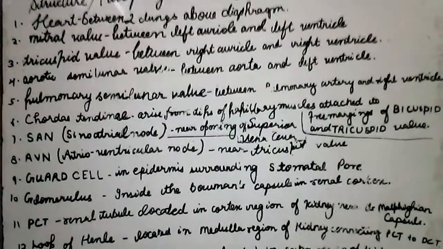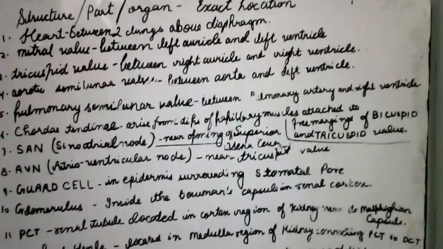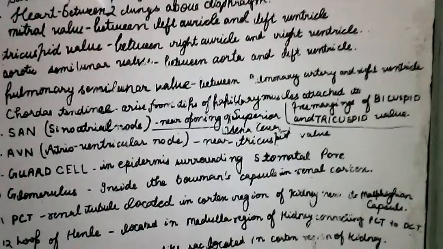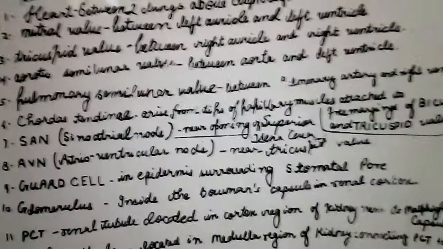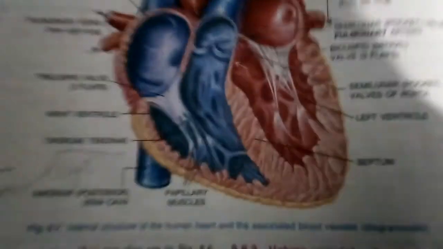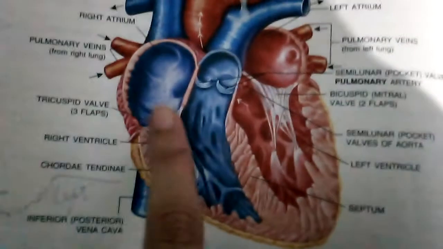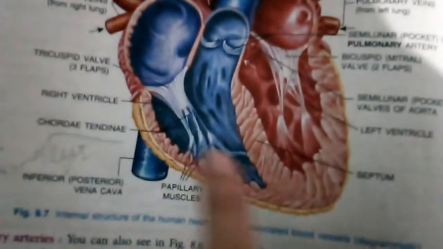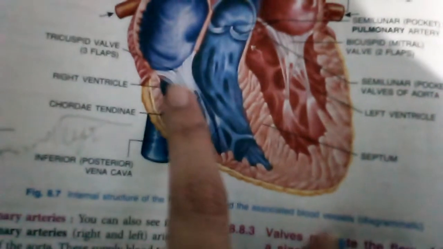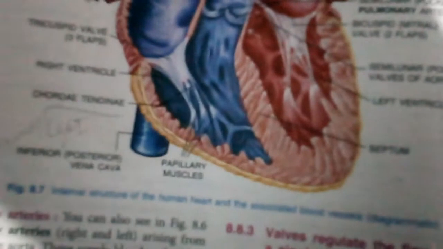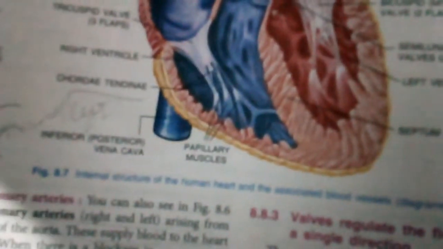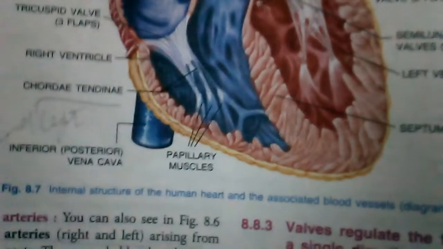Continuing, sixth structure I have mentioned here, chordae tendineae. It is the structure which arises from the tips of papillary muscles and attaches to the free margins of the bicuspid and the tricuspid valve. So see here, this is the papillary muscle and these are the free margins of the tricuspid valve, and the papillary muscles are being connected to the free margins of the tricuspid valve by the chordae tendineae. So if you see the diagram in your book, it will get really easy for you to understand.